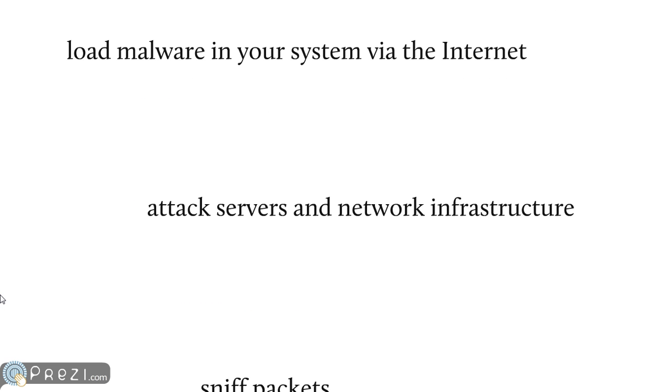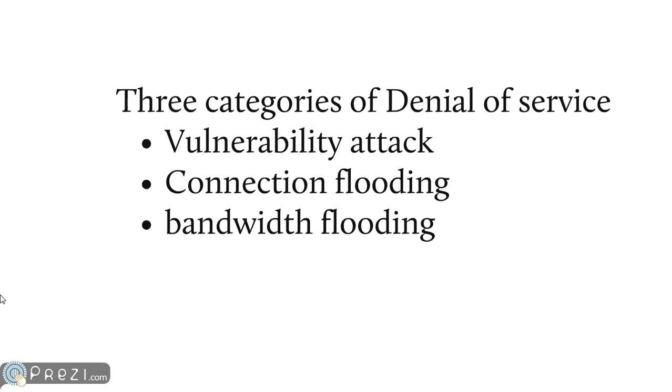Another form of network attack is one in which users experience denial of service from their servers. There are three categories of denial of service attacks. Vulnerability attack, an attack which sends the perfect sequence of packets to your system, causing it to either stop or, worse, crash down. Connection flooding. The user is flooded with bogus TCP connections and is unable to form a legitimate connection anywhere. Bandwidth flooding.